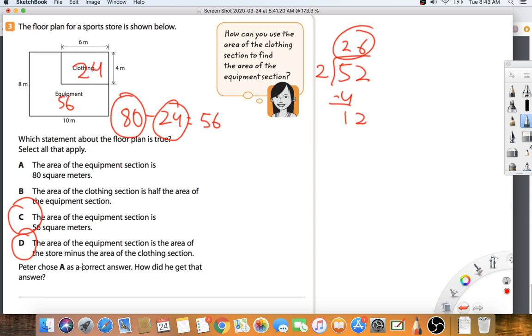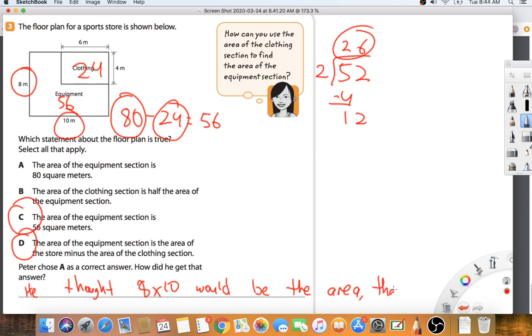It says Peter chose A as the correct answer. How did he get that answer? He said that the area of the equipment section is 80 meters. That's because he did 8 times 10, and he thought that would be for the equipment. But he's wrong. 8 times 10 would be the area of the store, not the equipment section.